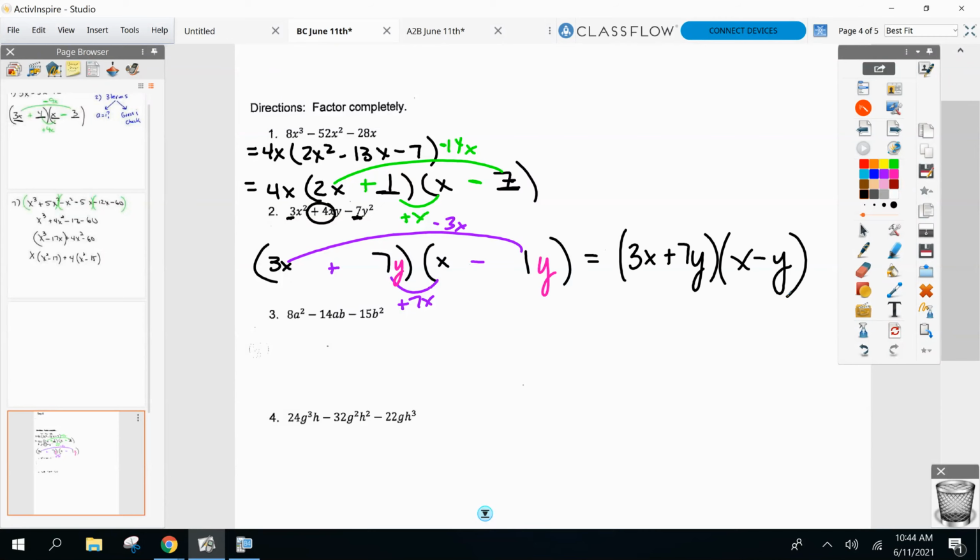You guys are doing some big time factoring, huh? All right, we're letting go now. I'm letting you go off on your own, out into the wild for the next one.